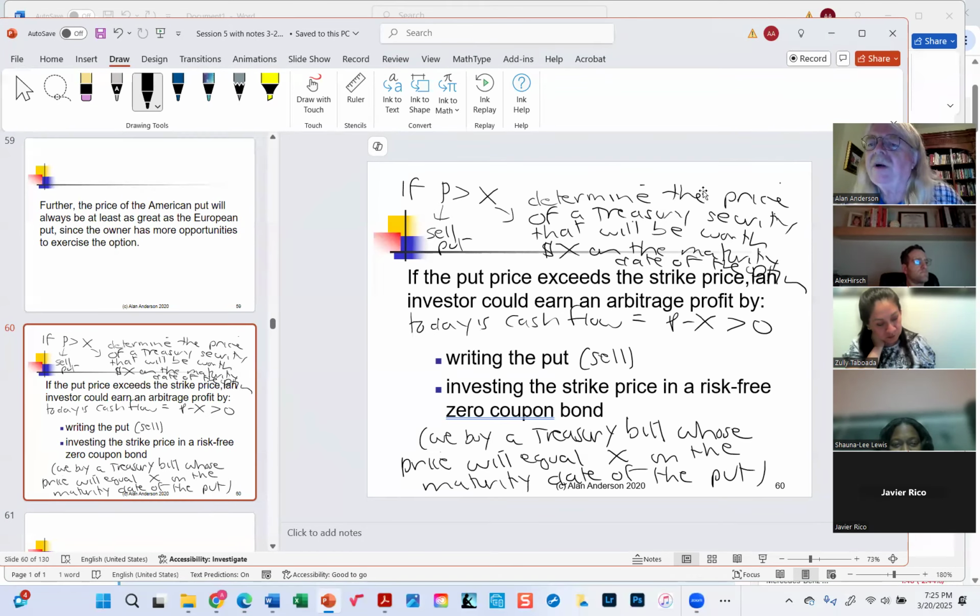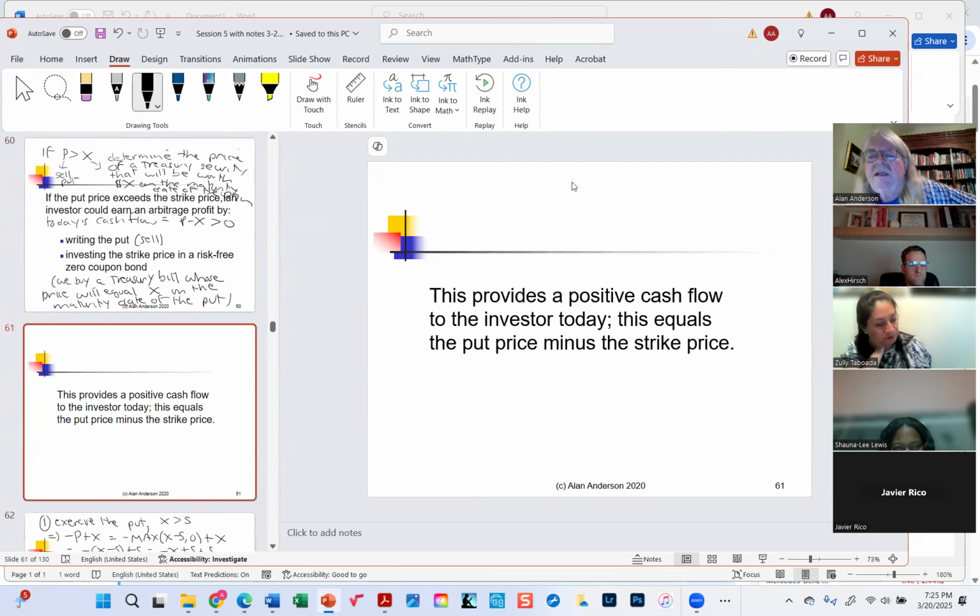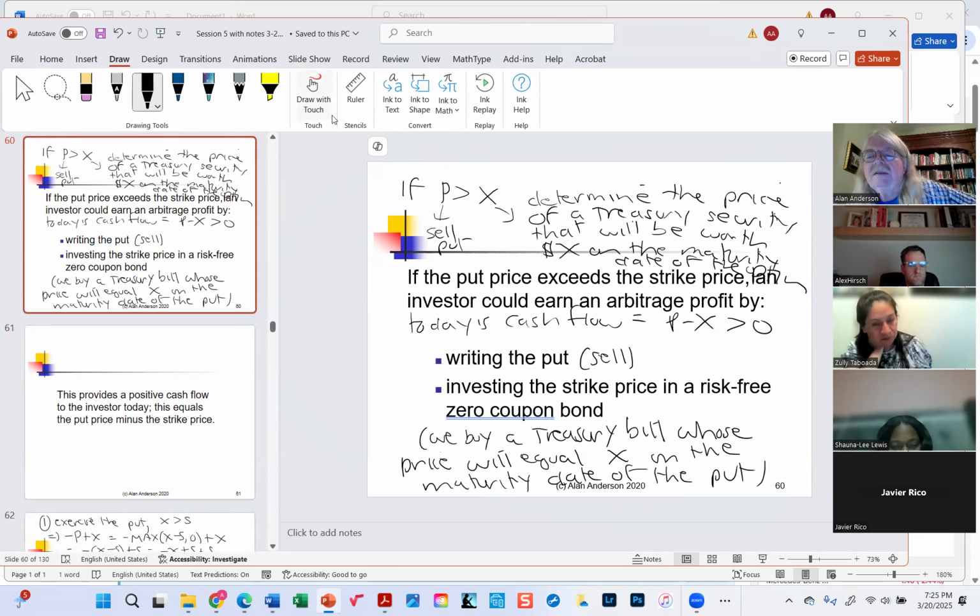We'll see this again and again throughout option pricing theory. Whenever the X gets involved somehow, we have to replicate it with a risk-free position in a treasury bill. So you're buying the treasury bill that's guaranteed to be worth X dollars on the maturity date of the put. Okay. So, let me leave it there so you can catch up.